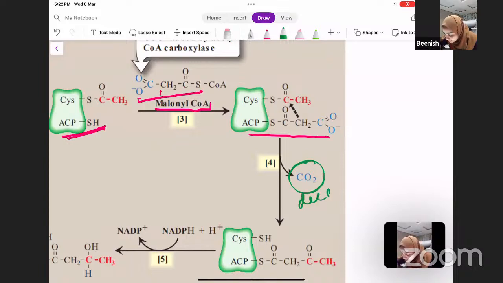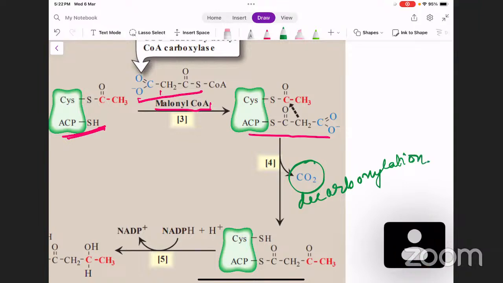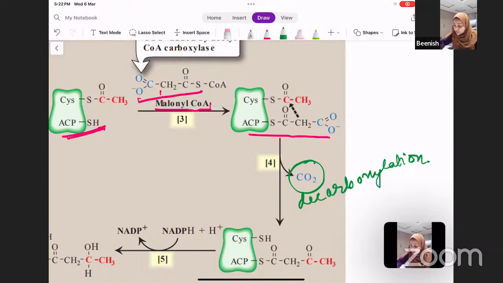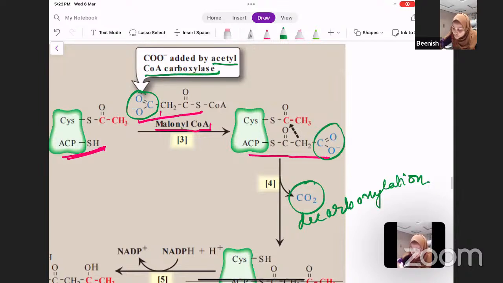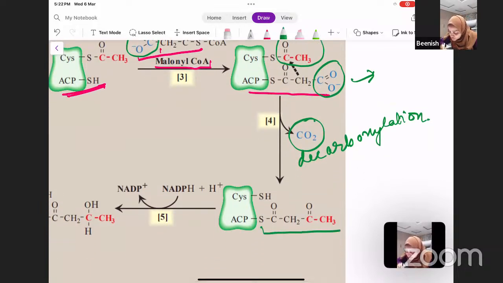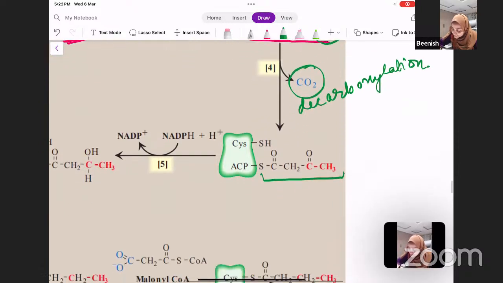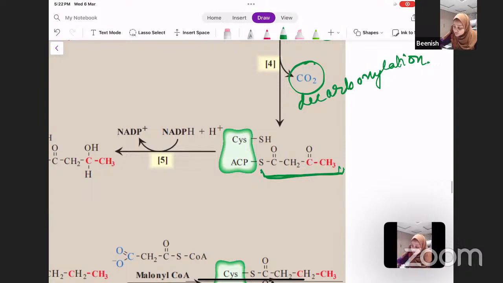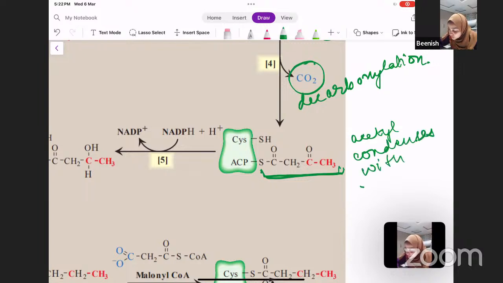Decarboxylation is taking place in the next step. We have already seen how your malonyl was formed. Your malonyl was formed by addition of carbon dioxide. Now this carbon dioxide, which was added by acetyl CoA carboxylase, is being removed. Okay, it is liberated. And now your acetyl, which was there on the cysteine of the first monomer, condenses with your malonyl on ACP. See here.